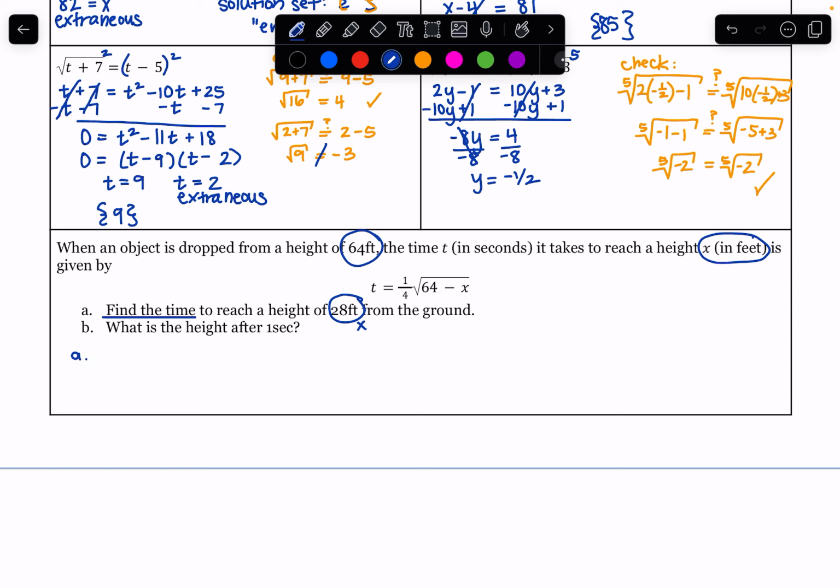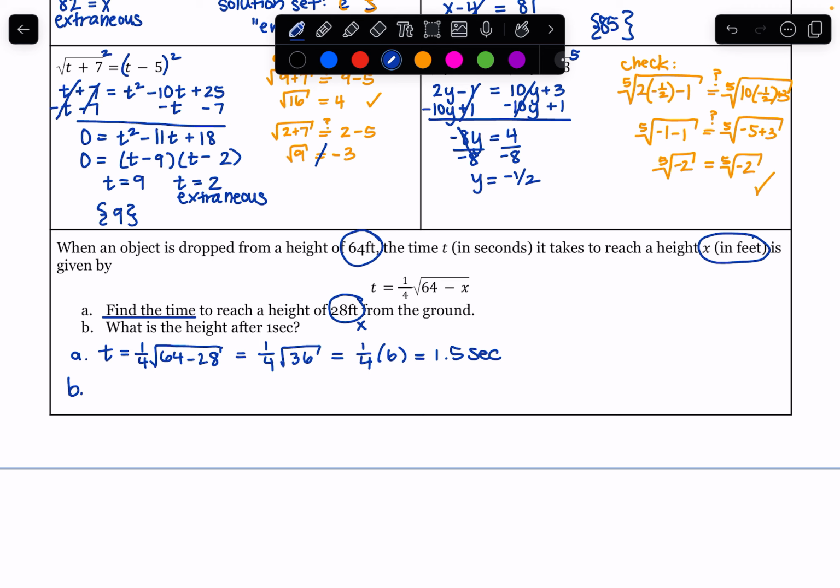We're going to have t equals 1/4 times the square root of 64 minus 28. And so when we work this one out, we're going to have 1/4 times the square root of 36, which is equal to 1/4 times 6, or 1.5 seconds. So to answer part A, at 1.5 seconds, the object is 28 feet from the ground.